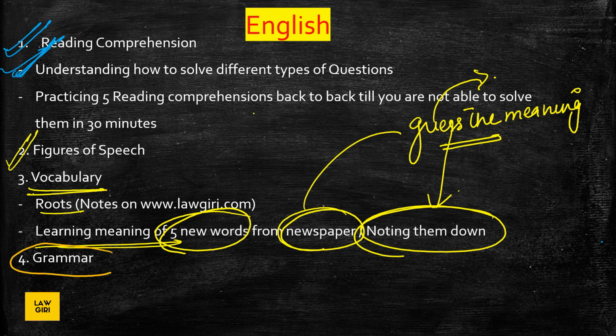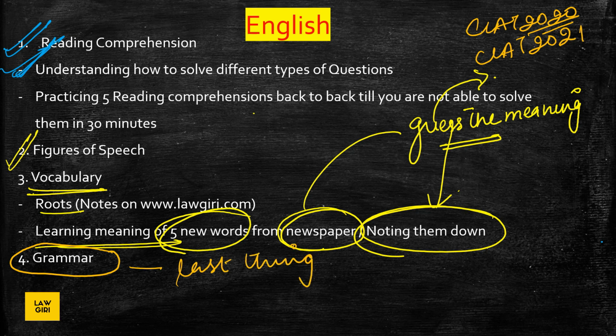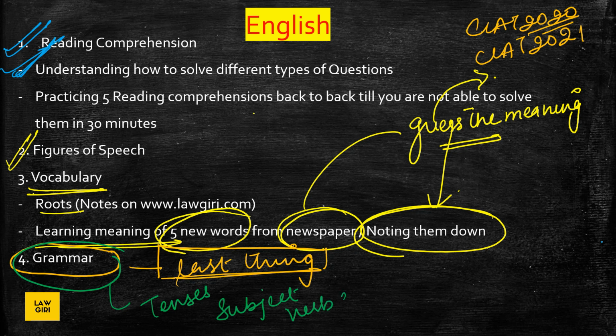Next is grammar. Now, if we check out the CLAT 2020 or CLAT 2021 paper, I think in CLAT 2020 there was just one question from grammar, if I am not mistaken. So grammar should be the last thing, once you're done with your entire CLAT syllabus. If you want to cover grammar, you can cover the basics like tenses and subject verb agreement, and that's it. That also is just for the safe side, as it is not there in CLAT 2020 and CLAT 2021. That is how you have to cover your English.